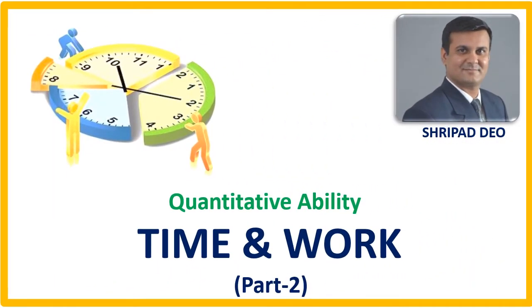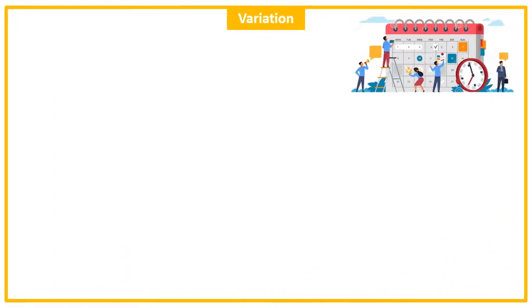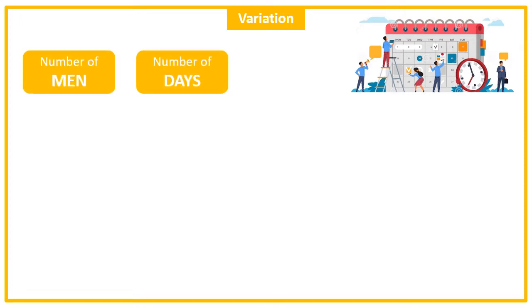Time and Work, Part 2. In this part of Time and Work, we are going to discuss the problems on variation, where there are three parameters involved: number of men, number of days, and amount of work.